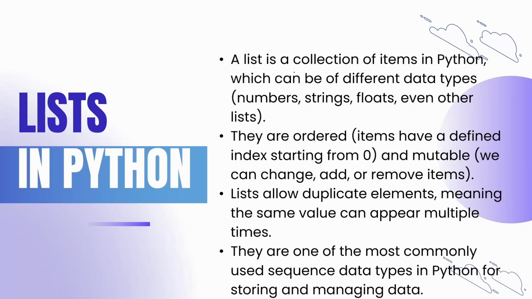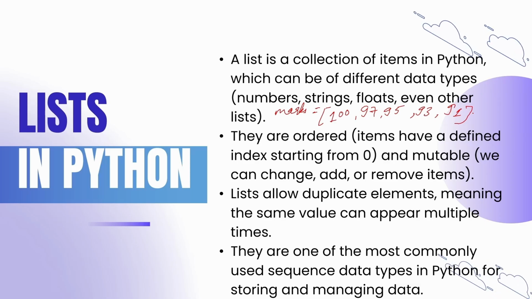So the next topic is lists in Python. A list is a collection of items in Python. We can have a list of multiple data types. For example, we can have a list of numbers or a list of strings or floating point numbers. We can even have a list of lists. For example, a list of marks, where we have the top 5 marks of 5 students. This is an example of a list of numbers.